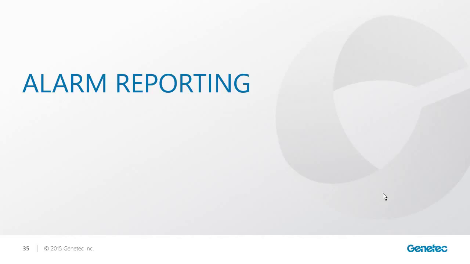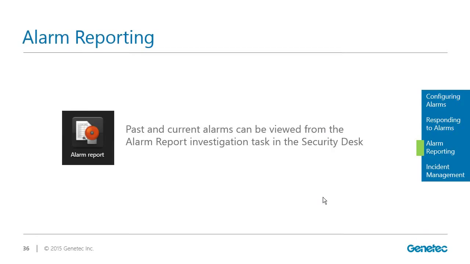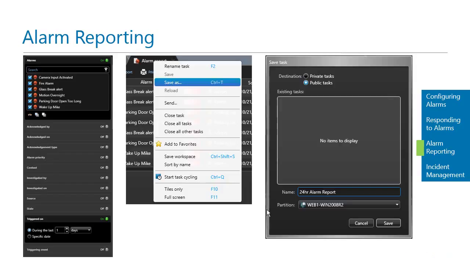All right, we're going to move on to take a look at alarm reporting real quick. For alarm reports, you can take a look at any past alarms or any current alarms that you want to view, and that's an investigation task within the Security Desk. One nice thing that we can see from here, before I jump into it, is that we can actually set up automatic report generation.